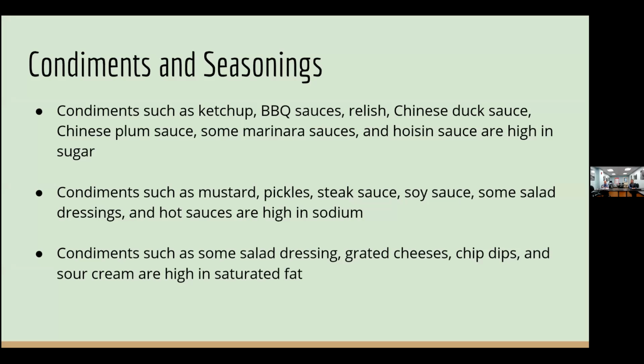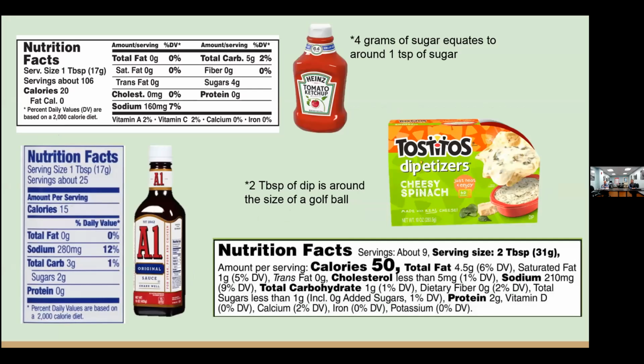Now, next slide. There's some nice examples here. If you look, the Tostitos Dipsters, 2 tablespoons, about the size of a golf ball, contains a full gram of saturated fat. Your ketchup right there, that is 1 teaspoon. A teaspoon is not a lot. On my burger, I'll probably put, I don't know, 3 or 4 teaspoons, but it has 4 grams of sugar per teaspoon. Now the A1 sauce is going to be high. The one tablespoon is a serving. It's going to be very high in sodium.